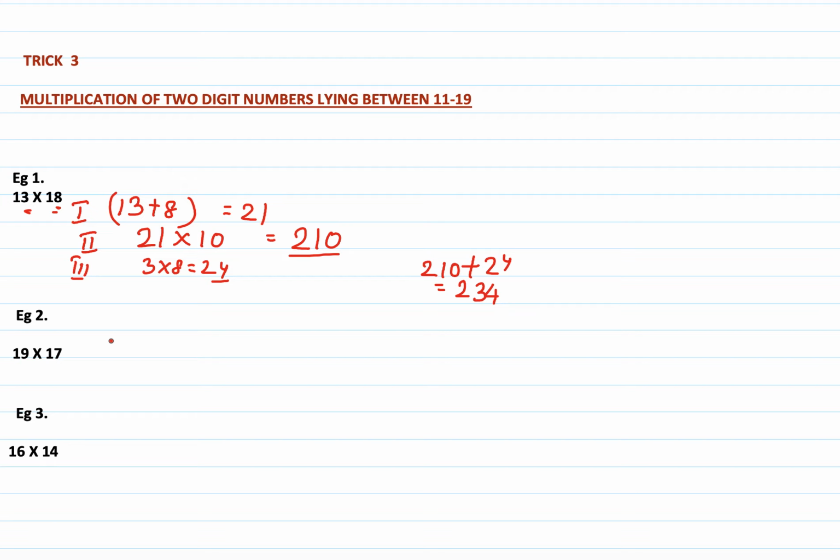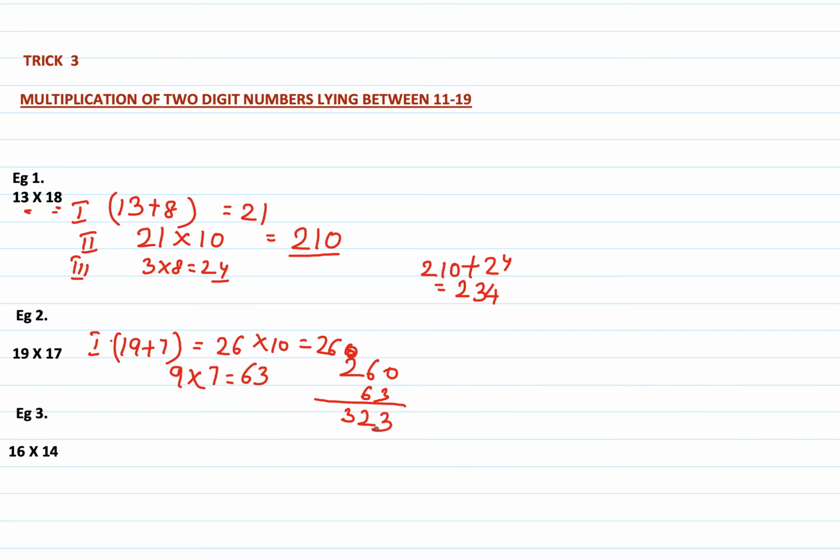Now let's check the second example. 19 into 7. Same thing. Step 1: choose any number and add the unit digit of the other number. It is 19 plus 7 is 26. Multiply it by 10. You will get 260. Then multiply the unit digits here. 9 into 7 is 63. So 260 plus 63, our answer will be 323.